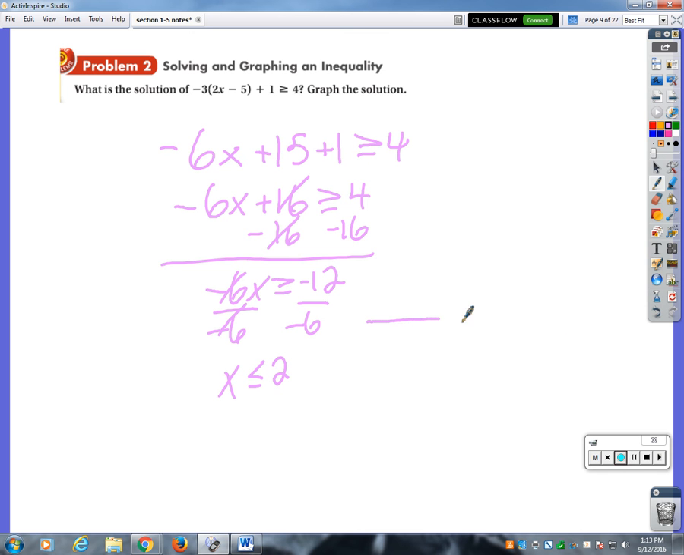Okay? So that's the step-by-step, and like I said at the top of the lesson, that's basically exactly the same as when you're solving equations. Now we're going to throw on this graph, okay?